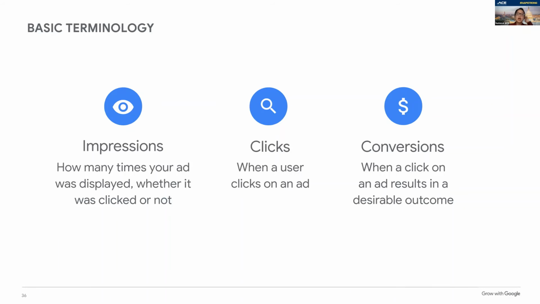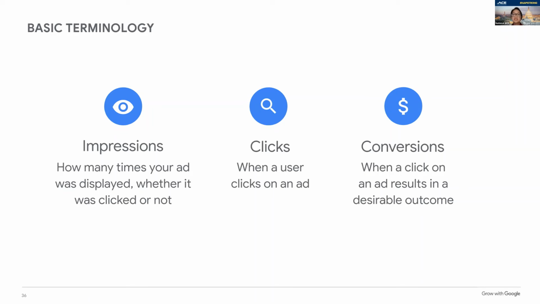Here are some basic terminologies that I want to briefly touch on before I get into goal setting. The first terminology is impressions. Impressions is how many times your ad was displayed, whether it was clicked or not. So impressions is how many times it's shown up in front of someone, right? Clicks is when a user actually clicks on the ad to learn more. And then a conversion is when a click on an ad results in a desirable outcome. So that's the money. After the click, if they purchase your yoga pants, that is a conversion.